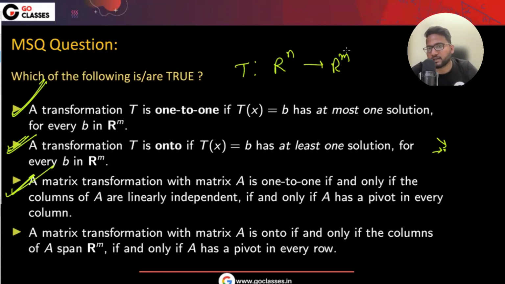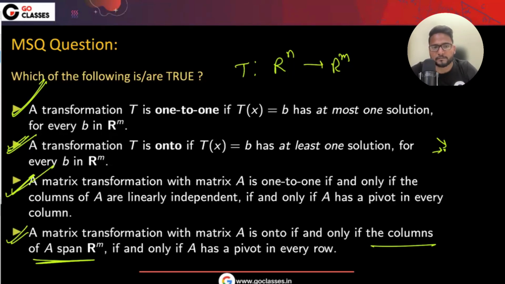Yeah, Rm is the final thing. Okay, if they're spanning Rm, then it is true, right? If and only if A has a pivot in every row. I mean, you can check this. Okay, I will tell you. So basically, is this fine that A is spanning? If the columns are spanning Rm, then it is onto because it is covering everything. And then in that case, you will automatically have a pivot in every row.